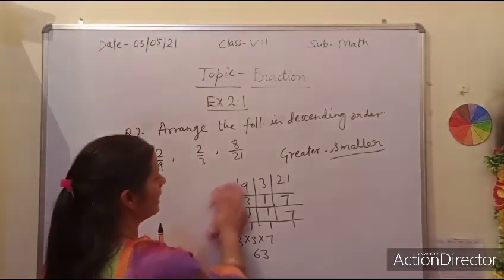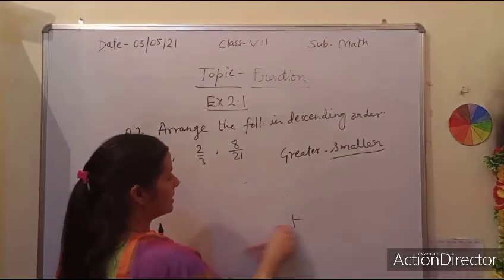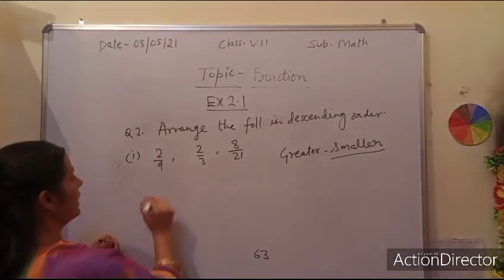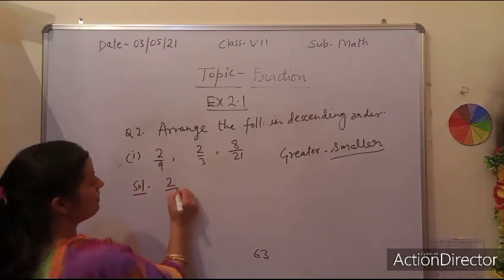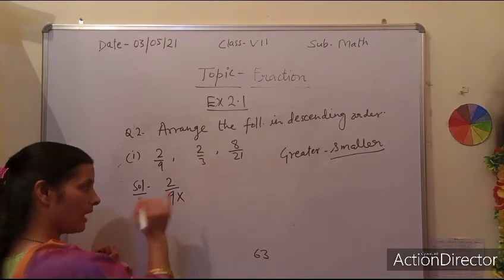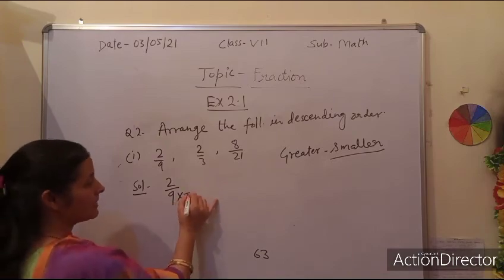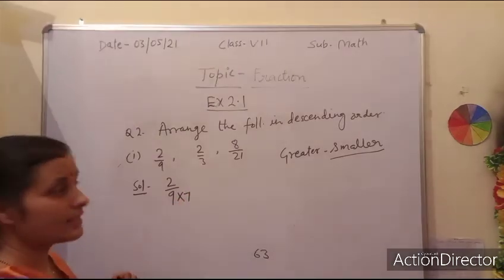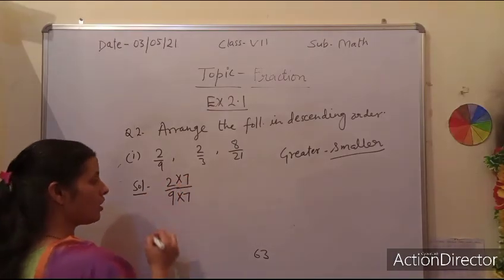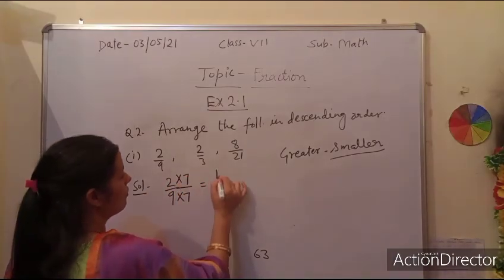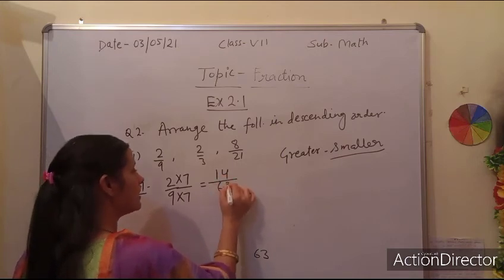Now we will make the denominator 63 one by one. First I am taking 2 upon 9. If I multiply 9 by 7, I get 63. So I have to multiply the numerator also by 7. It will become 14 upon 63.